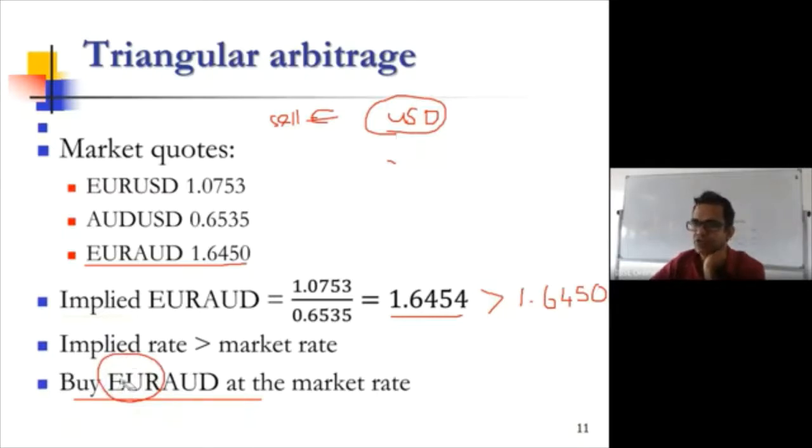Yes, you have bought euro, then you sell those euro to buy US dollars, use those US dollars to buy Australian dollars, then with the Australian dollars you need to sell euro.